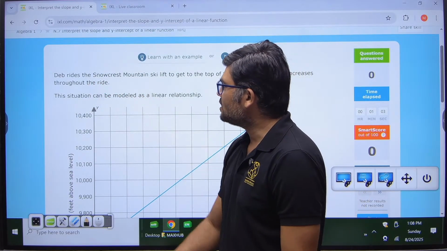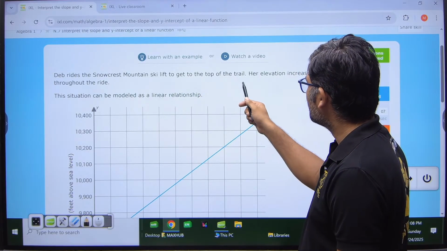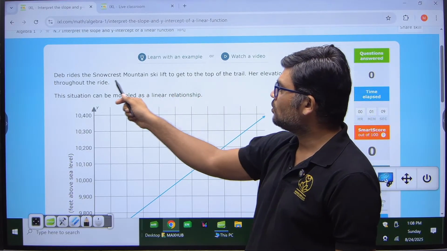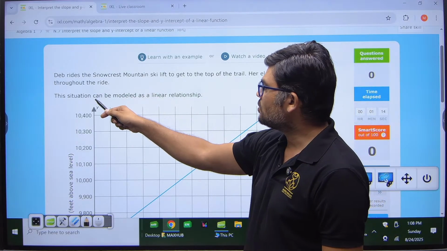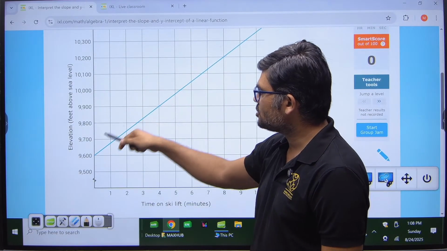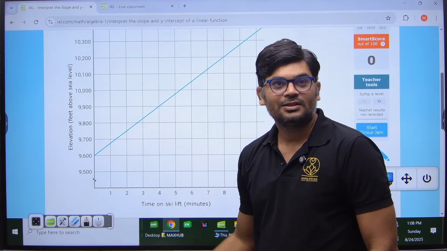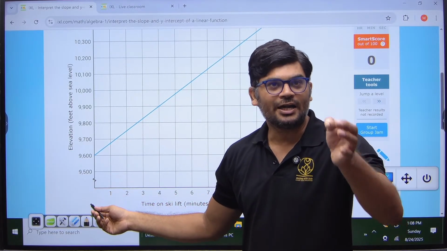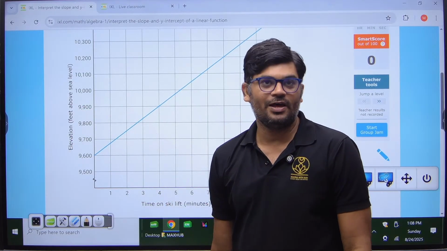Deb rides the Snowcrest mountain ski lift to get to the top of the trail. Her elevation increases throughout the ride. So elevation, you can see it is increasing throughout the ride. This situation can be modeled as a linear relationship. So what does this say? This says that the starting point is 9600 above the sea level.